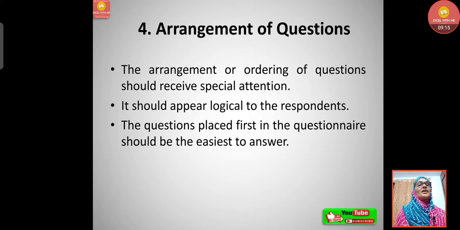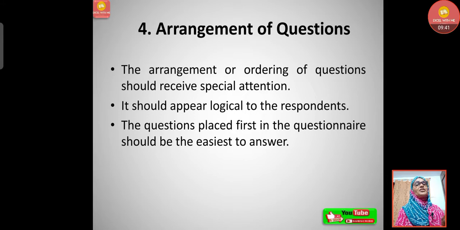Now, the fourth one, arrangement of questions. The arrangement or ordering of questions should receive special attention. Obviously, if the respondent is reading the questions, the question should be such that after each question, the respondent should be very motivated and interested towards answering the next series of questions. It should appear logical to the respondents.